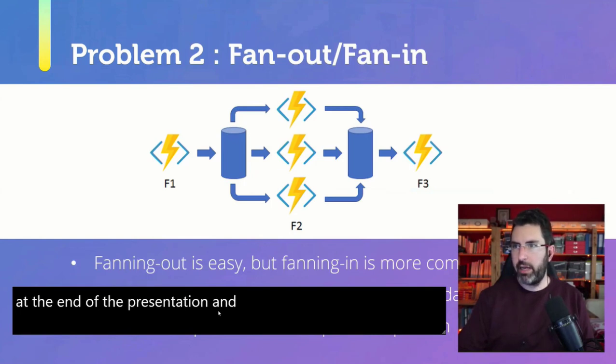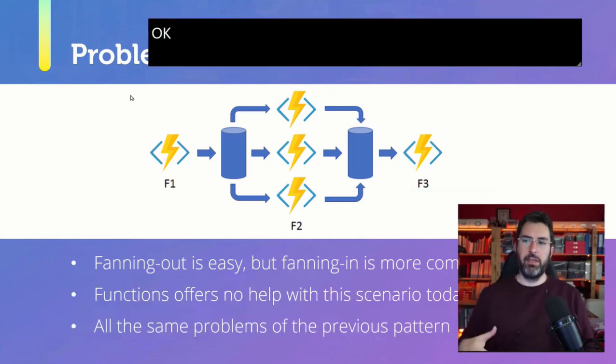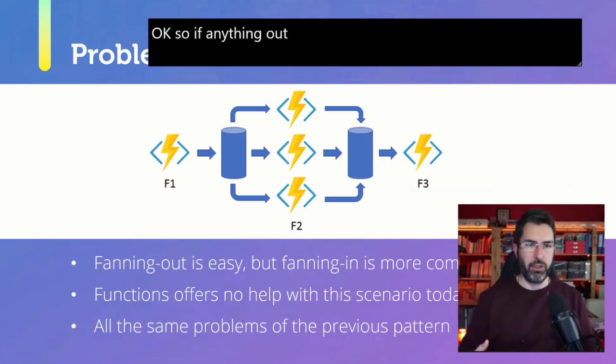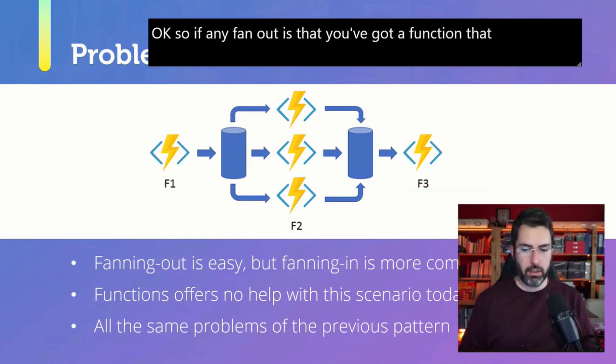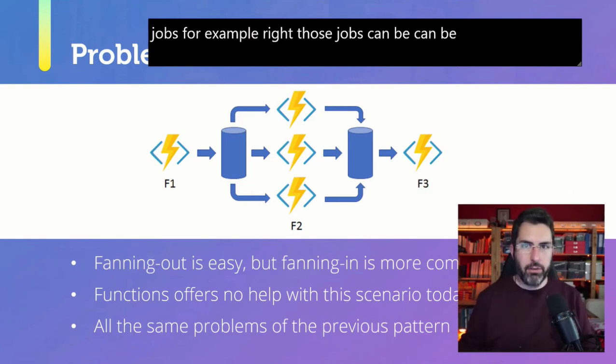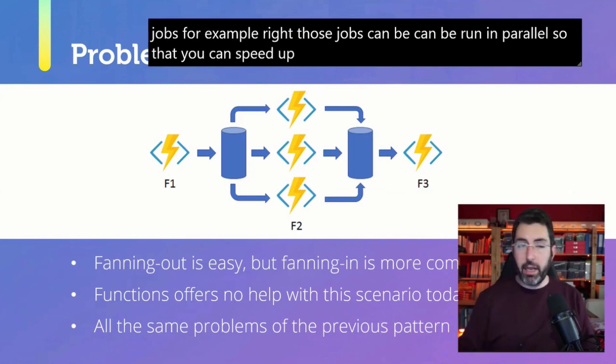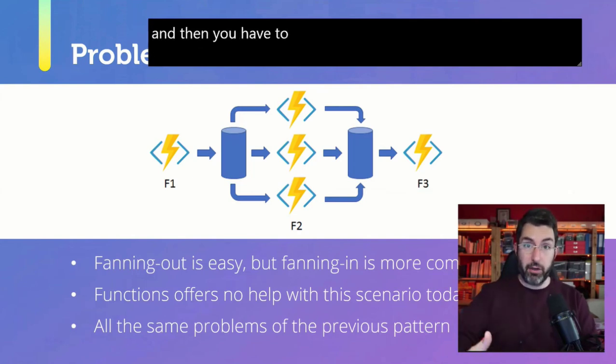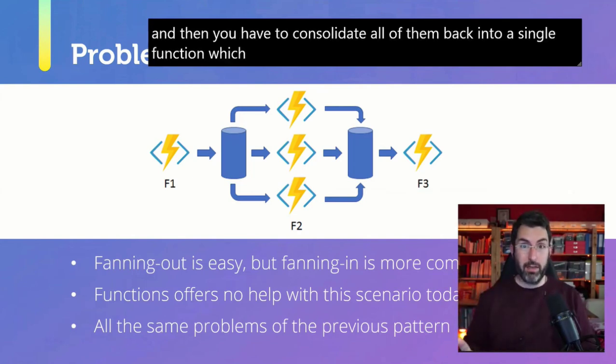And this pattern is fan in, fan out. Okay. So fan in, fan out is that you got a function that spits out multiple jobs, for example, right? Those jobs can be run in parallel so that you can speed up things. And then you have to consolidate all of them back into a single function, which is the tricky part.